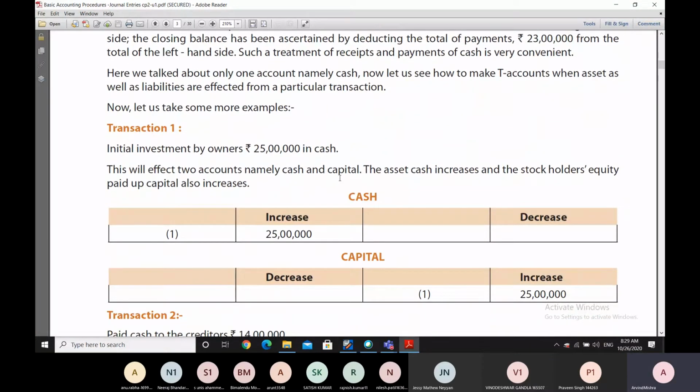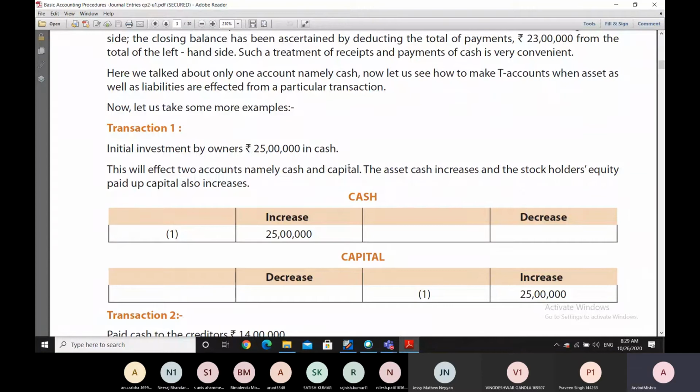So let us take some more examples. Let's say that there is an introduction of cash into the business. Transaction number 1. We are just taking some more examples. There is an introduction of cash of, let's say, 25 lakh rupees by the owner. Owner is introducing capital in the form of cash.